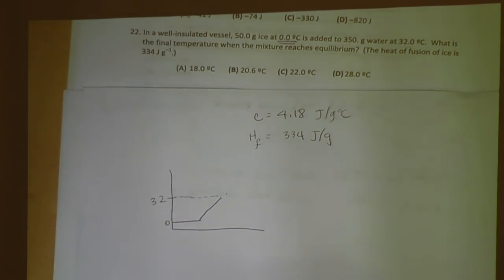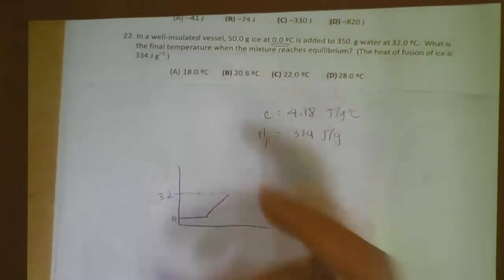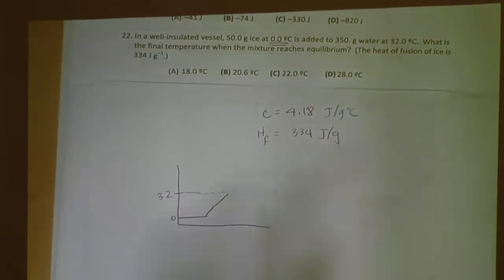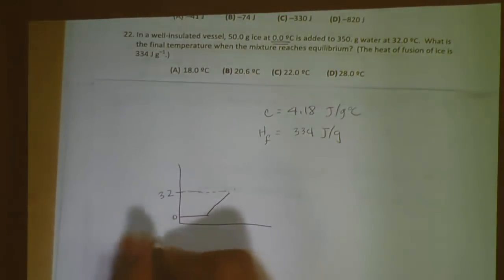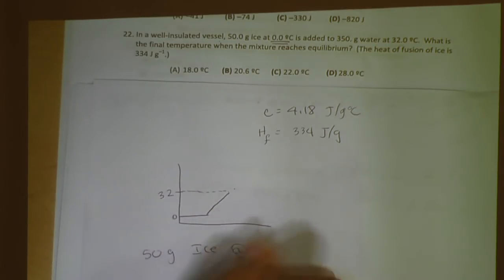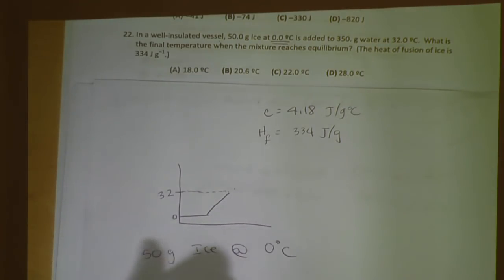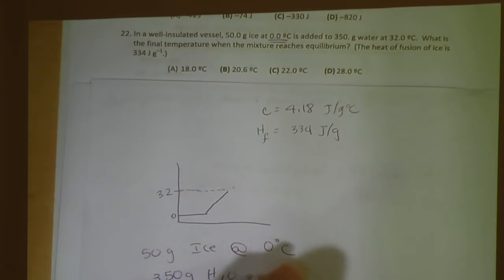Oh, never mind. This is what you would use if, let's say, it was the same thing and it went to both. But here you actually have two different things. You have a well-insulated vessel of 50 grams ice, so you have 50 grams ice at 0 degrees Celsius, and you have water. So you have two different things: 350 grams H2O at 32 degrees Celsius.